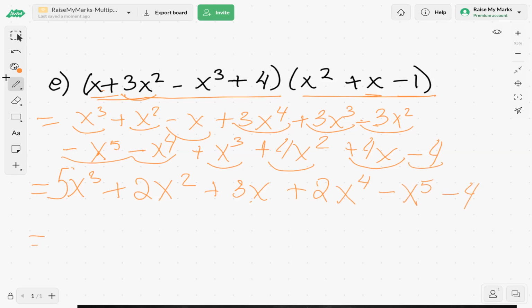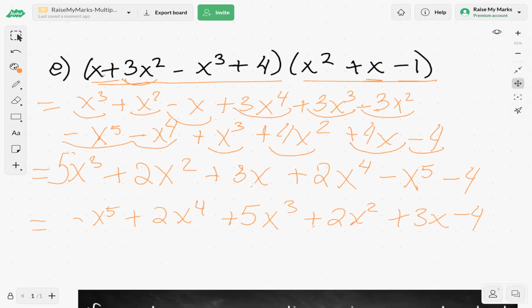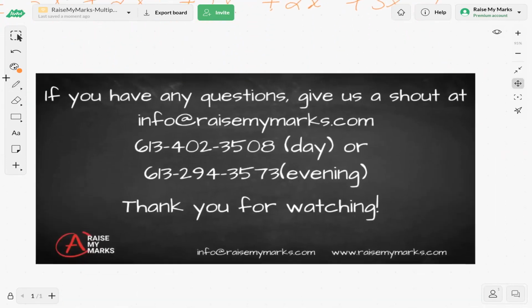Good, so we can make this a little neater and order the terms from highest to lowest power. So we have negative x to the power 5 plus 2x to the power 4 plus 5x to the power 3, plus 2x squared plus 3x minus 4. Good. All right. That brings us to the end.